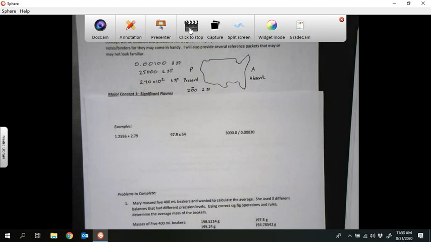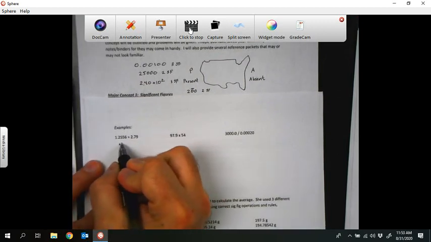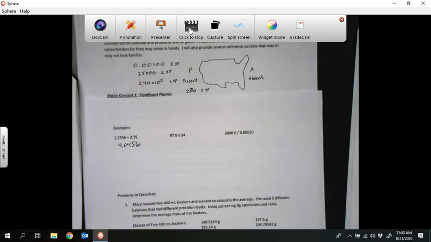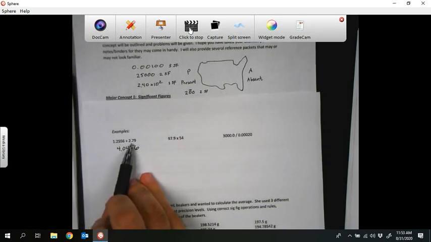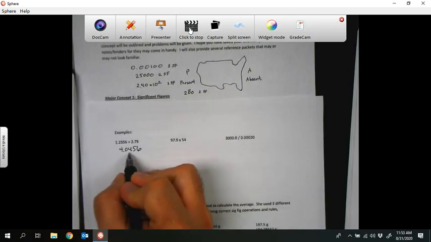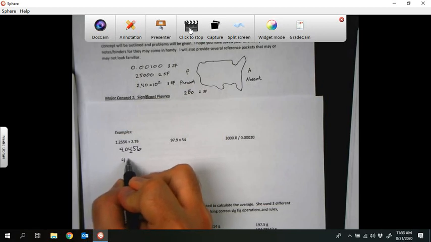So the first one's addition. So when we add these two numbers together, we get 4.0456. And that would be fine in math class. But for this class, we are going to want to round this to the proper number of significant figures. So this one is to the 10,000s, this one's to the hundredths. So we have to round this one to the hundredths place. So that would be this number right here, the 4, but the 5 bumps that up, so our answer is 4.05.